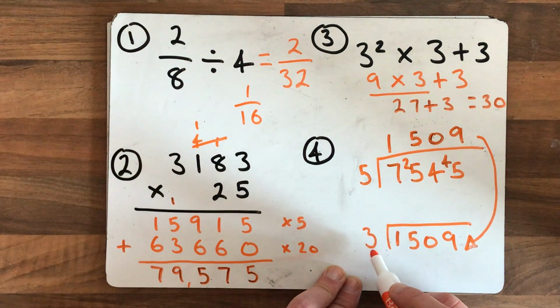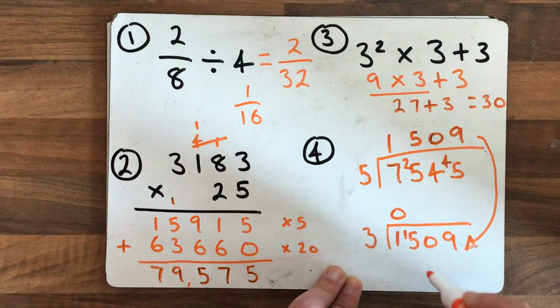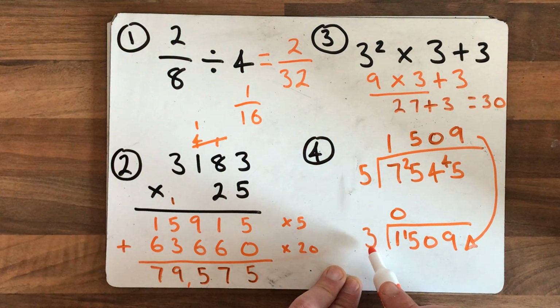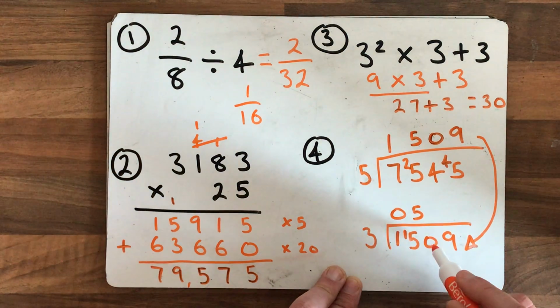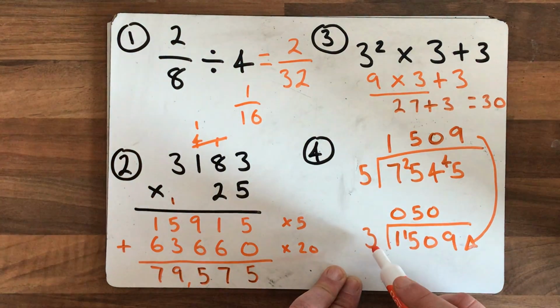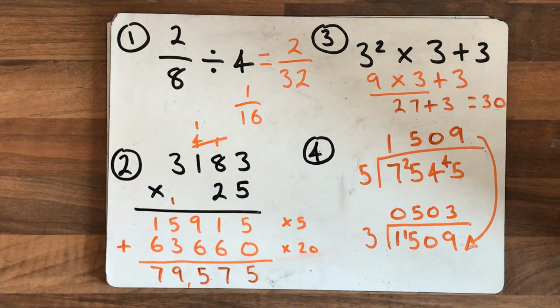So let's see. How many times does 3 go into 1? It doesn't, so it gets carried over. How many times does 3 go into 15? It goes in 5 times. How many times does 3 go into 0? It doesn't. How many times does 3 go into 9? It is 3 times. And we can see we've got the exact same answer there.